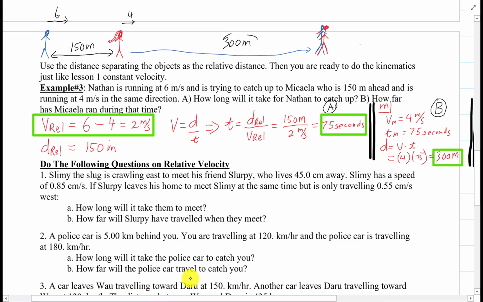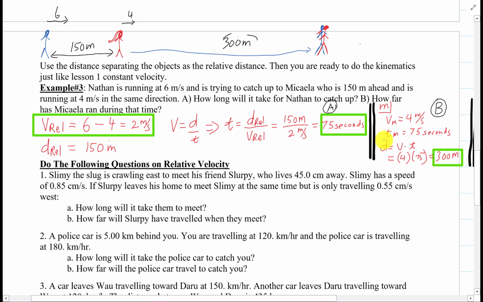So that's how you do a relative velocity question. You find the relative velocity when both of them are running. You find out how far apart they are, or the time, and then find out the unknown. The unknown here is the time. That's how long it took them to run to catch up. Then it might ask how far did each one run and stuff like that.